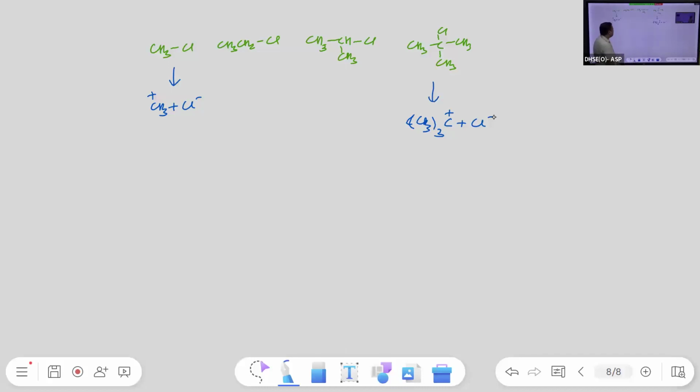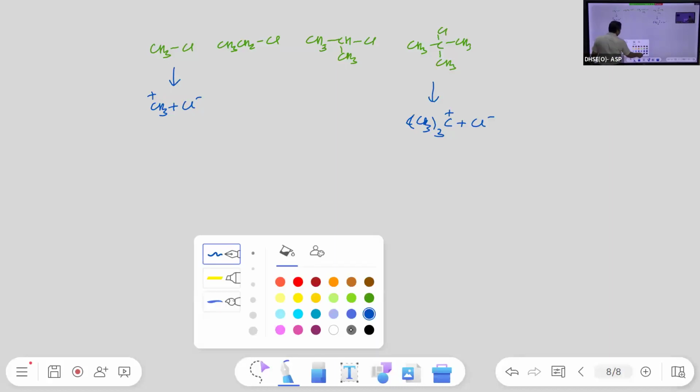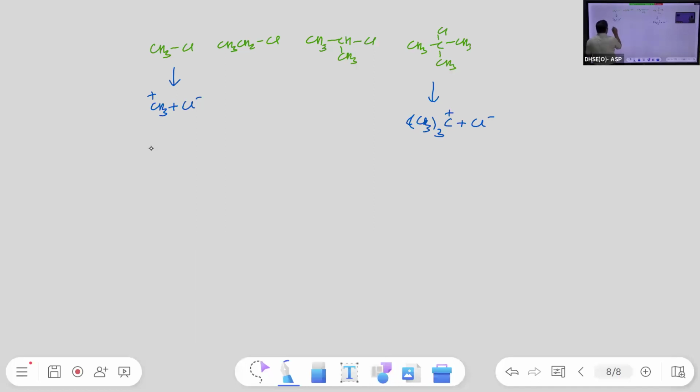Okay. Next, acidic strength of carboxylic acid and alcohol. If we see alcohol, it can release H plus to form alkoxide ion.